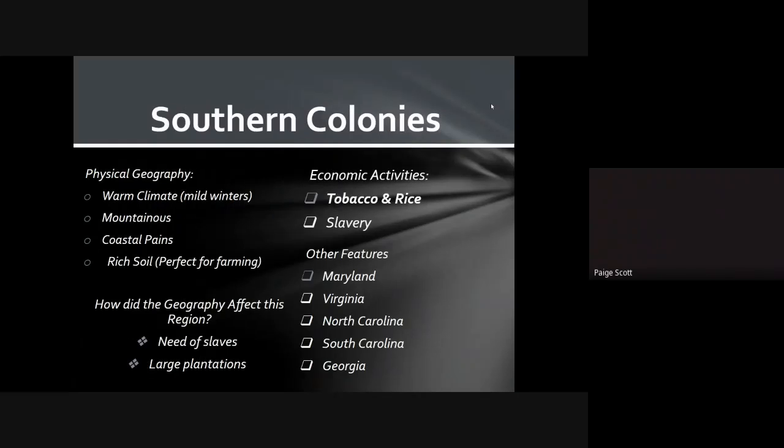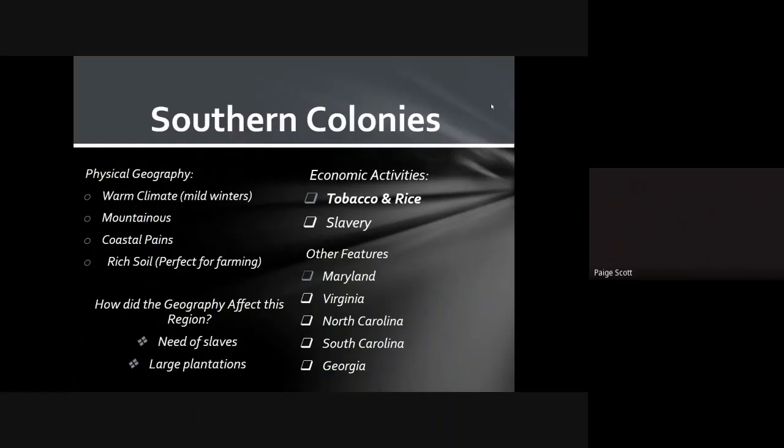Okay, and then we have our southern colonies. The physical geography of these colonies was a warm climate with mild winters, mountainous regions, coastal plains, and rich soil, which made it perfect for farming. Then we had economic activities of tobacco and rice farming and slavery.